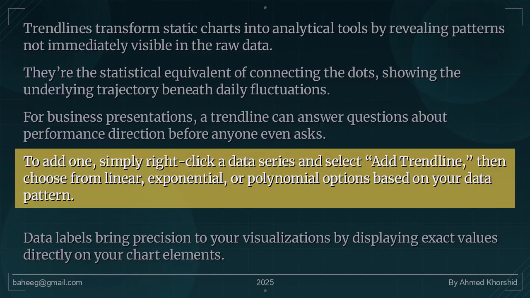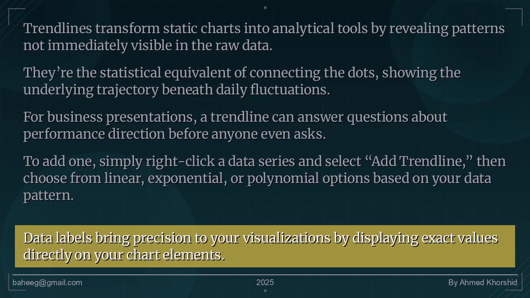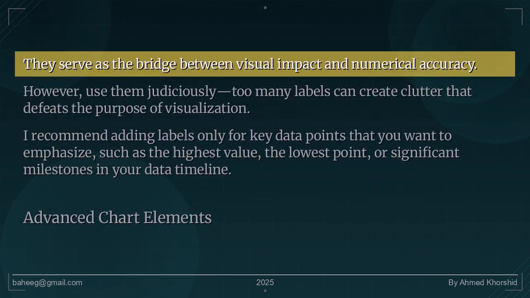To add one, simply right-click a data series and select Add Trend Line, then choose from linear, exponential, or polynomial options based on your data pattern. Data labels bring precision to your visualizations by displaying exact values directly on your chart elements. They serve as the bridge between visual impact and numerical accuracy.